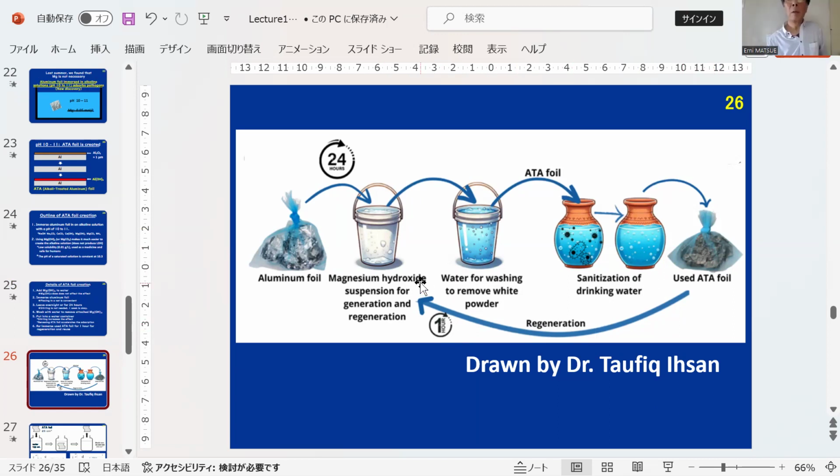But because we had no time, how many cycles? We tried up to 3 times, but 10 times, 100 times, this is future work. Anyway, regeneration and reuse is possible at least 3 times. So these are my final research results.